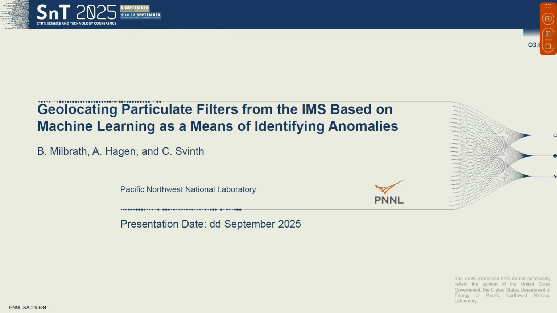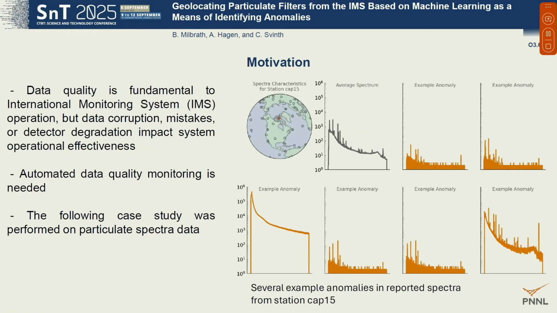So the IMS produces a lot of interesting data, and the quality of that data is very important. It can be corrupted or have just noise issues, detectors degrade and so forth. And so some way to automatically monitor the quality of that data is needed. And this was kind of a case study of ours based on particulate spectra data from IMS to see what machine learning could do in that regard.